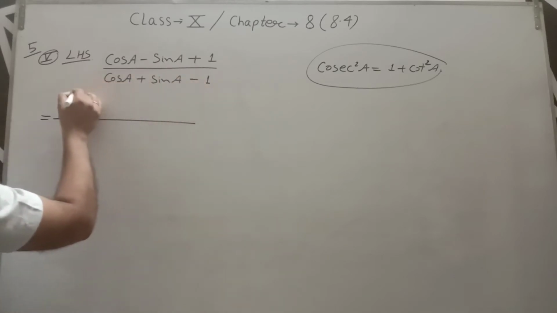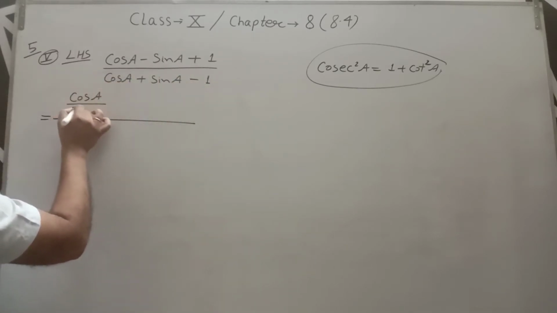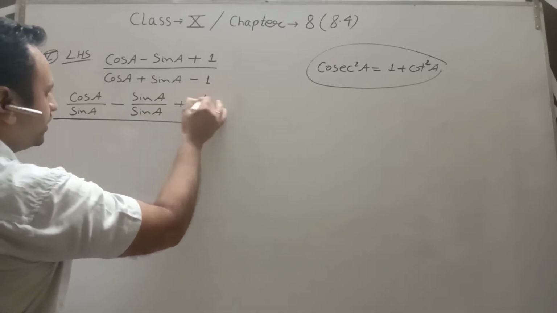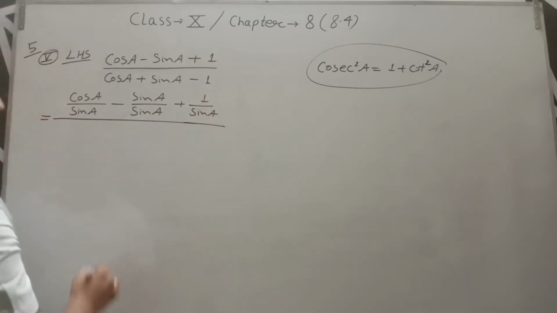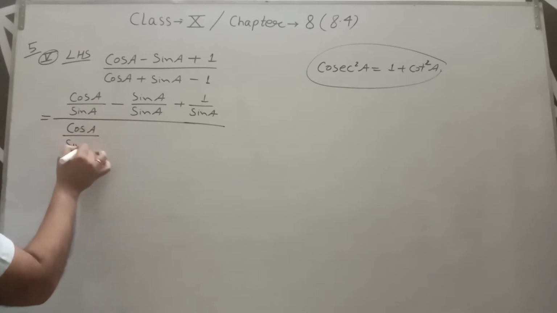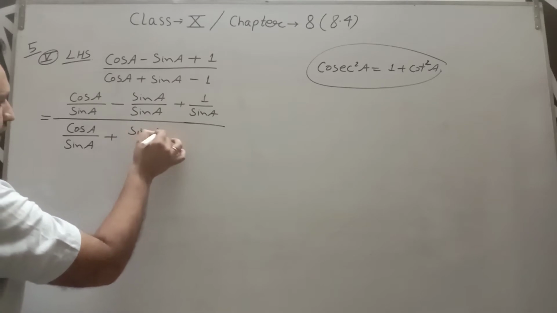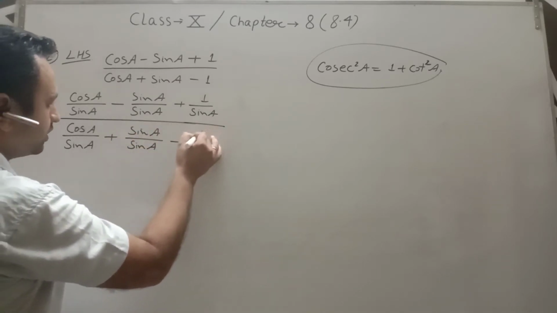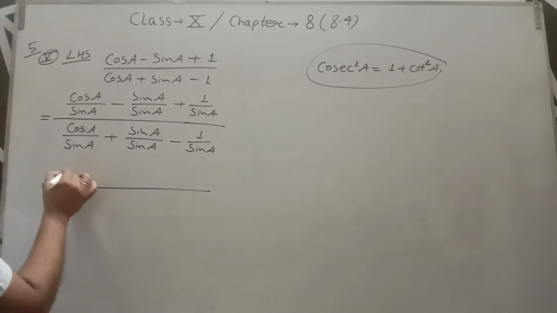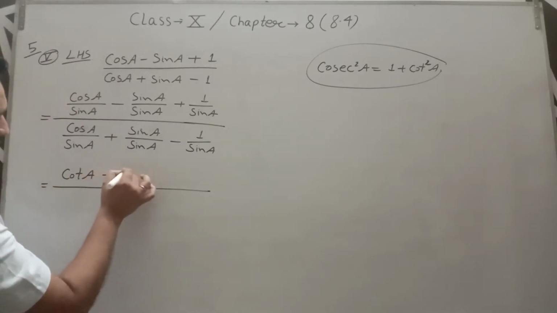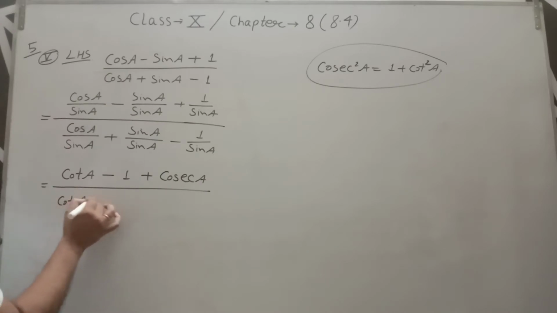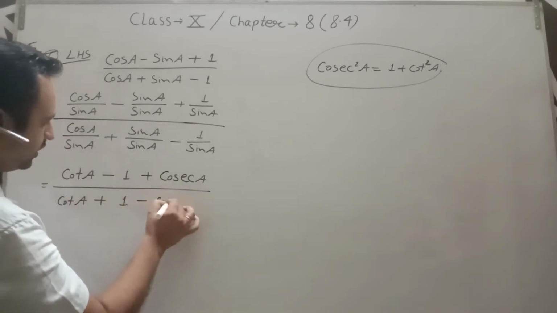Numerator and denominator both divided by sin A, so cos A upon sin A minus sin A upon sin A plus 1 upon sin A. In the denominator also divided by sin A, so cos A upon sin A plus sin A upon sin A minus 1 upon sin A. Cos A upon sin A can be written cot A, sin A upon sin A is 1, and 1 upon sin A is, yes, cosec A.